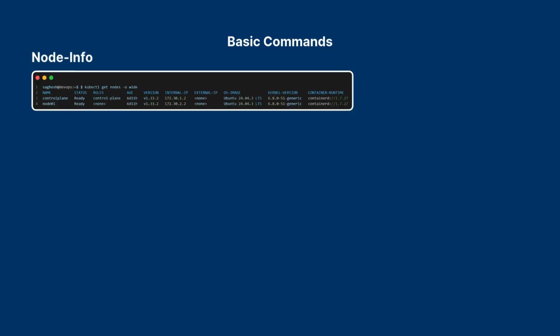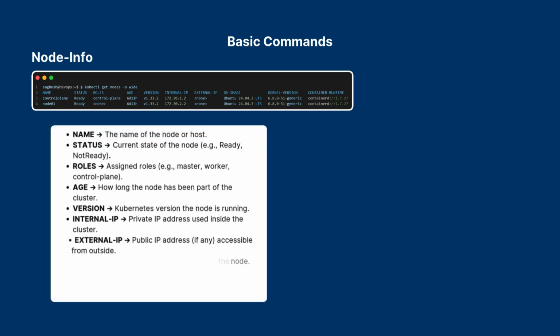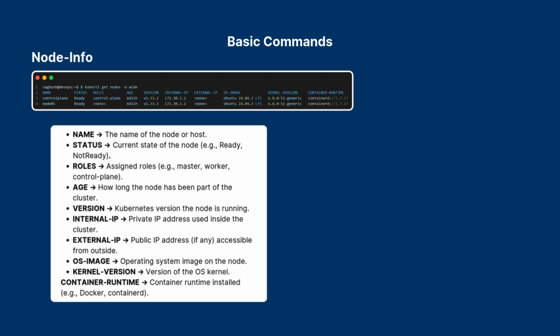The next command that we have is kubectl get nodes -o wide. So this command lists all nodes in the Kubernetes cluster and shows detailed information including the status of each node. It also shows the roles like control plane or worker node and the age of the node and also the Kubernetes version it is running on, as well as internal and external IPs, OS image, kernel version and container runtime. The -o wide flag provides an extended view beyond the default output.